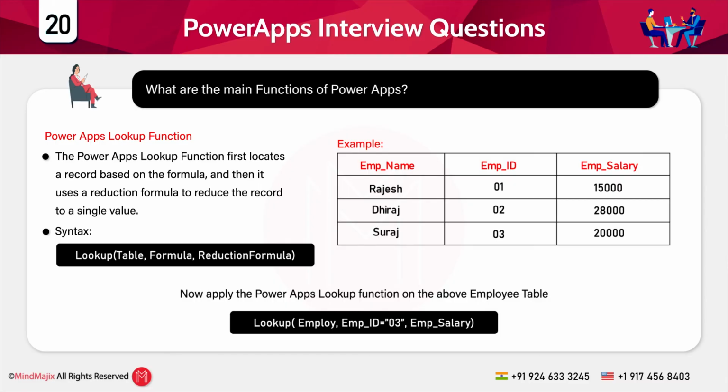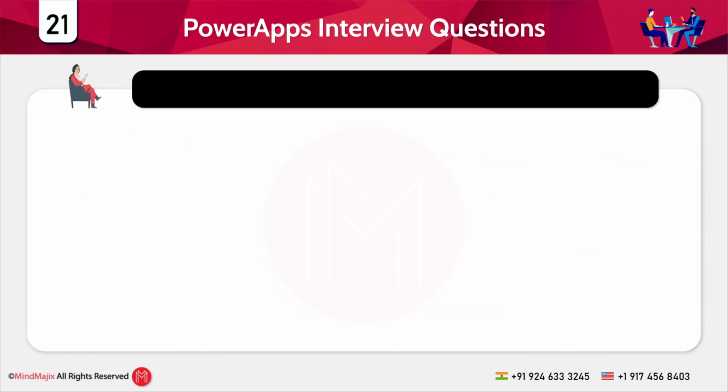Okay, so once you execute this lookup function, the output will be, as you can guess, 20,000, which is a single value. Okay, so these were three important functions of PowerApps. The first one was search, the second one was filter, and the third one is lookup. Okay, so let's move to the next question.